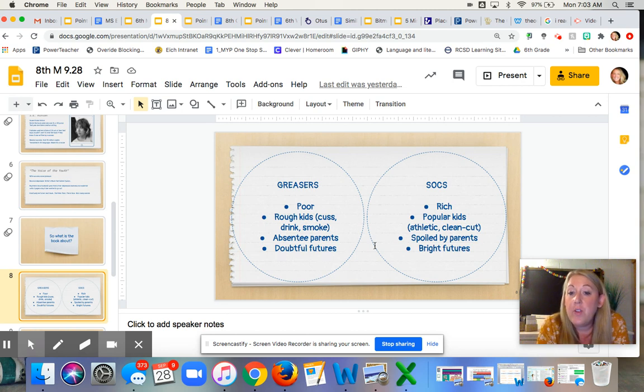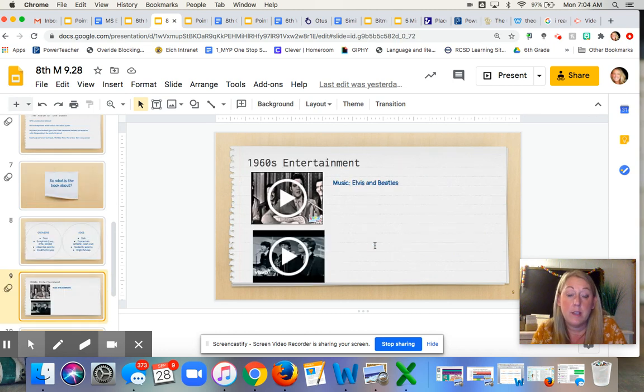Socias, on the other hand, they're like the rich kids. They're popular, they're athletic, they're clean cut, they're spoiled, they have bright futures. They don't doubt that they'll go to college and be taken care of and go on to be successful. So it's these two different groups of kids and their rivalries.